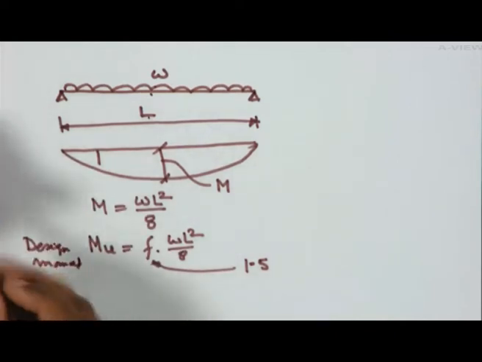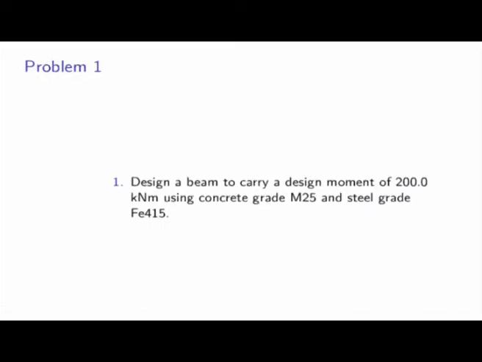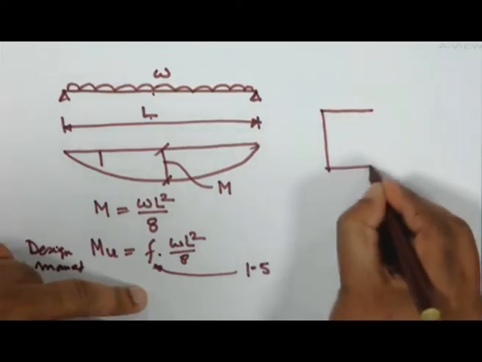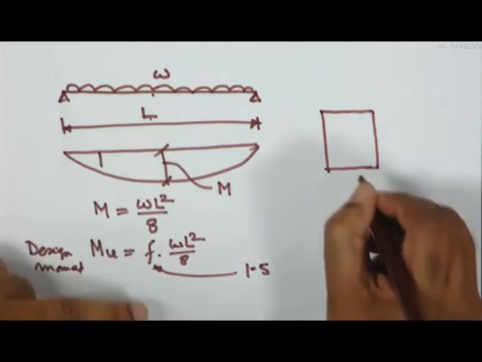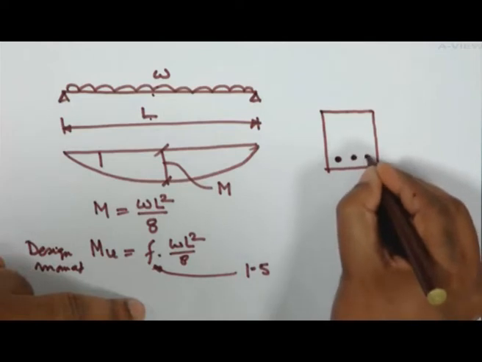So here we have taken M25 and Fe415 grade of steel. We can use Fe500 also, but mainly we are using M25 and Fe415. So now let us go step by step, and we are interested here to get a particular section, and in that section I have to provide the reinforcement. This is called longitudinal reinforcement.